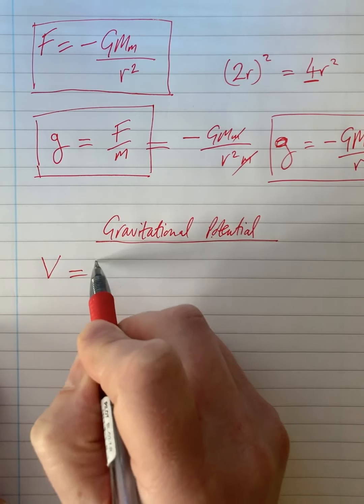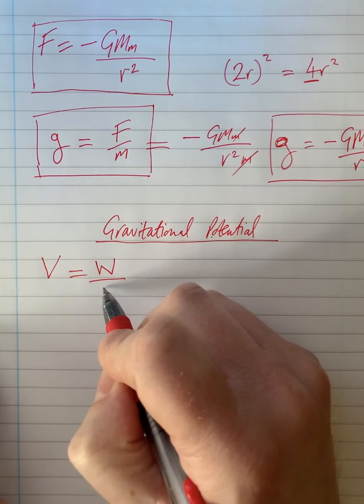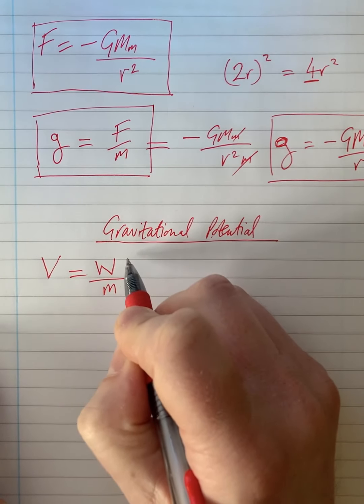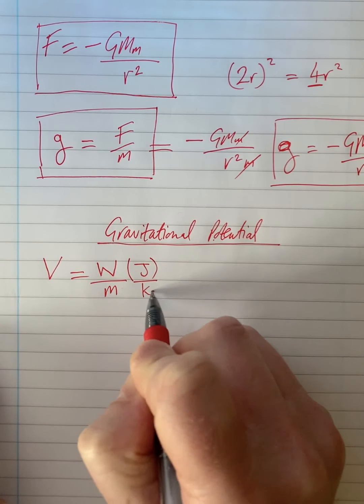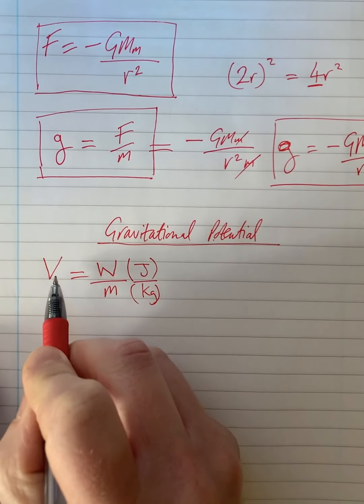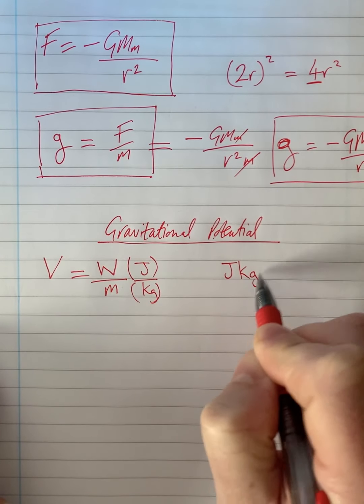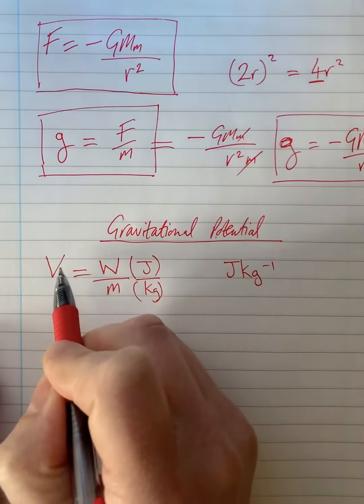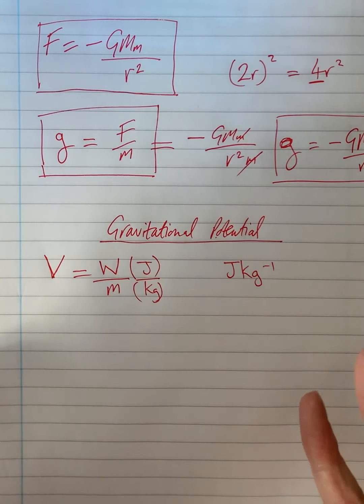We will define it as the work done, and instead of the work done per unit charge, which is voltage, this is the work done per unit mass, okay? Given the units, work in joules and mass in kilograms. So your gravitational potential is measured in joules per kilogram. Okay, right, so that's the definition.